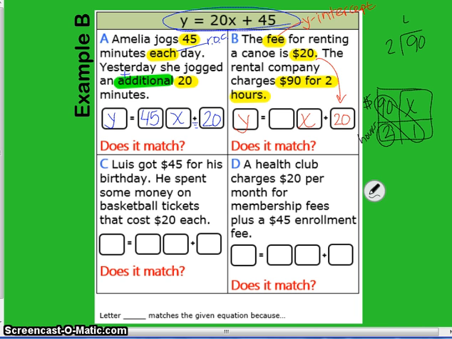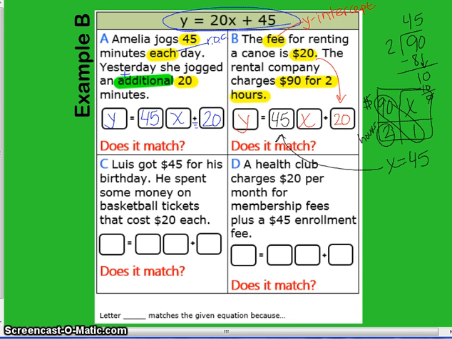2 goes into 9 4 times. 9 minus 8 is 1. Bring down my 0. 2 goes into 10 5 times. So my x is equal to 45. And I know that x is going to go right next to my variable in my equation, so this 45 would go here. So y is equal to 45x plus 20. Then I go to letter C, and I need my highlighter again.